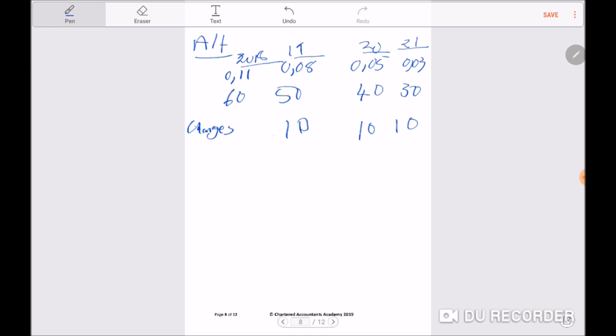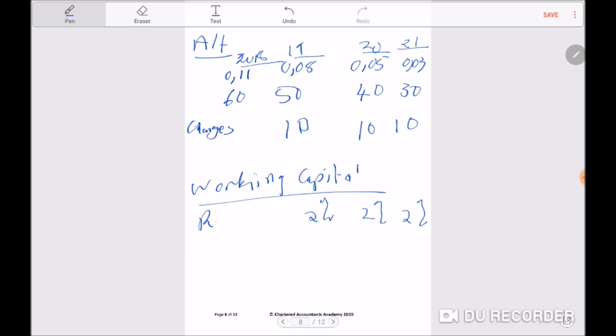The same applies to the working capital. Working capital, we're supposed to adjust for 2% and 2% and 2% for the years. So we just adjust your revenue times these ones. The revenue that we adjusted for synergistic benefits. So what else are we supposed to do after we get this?